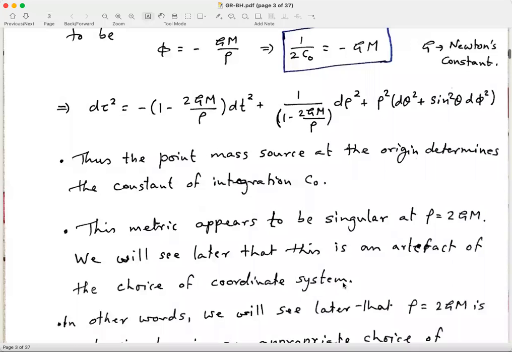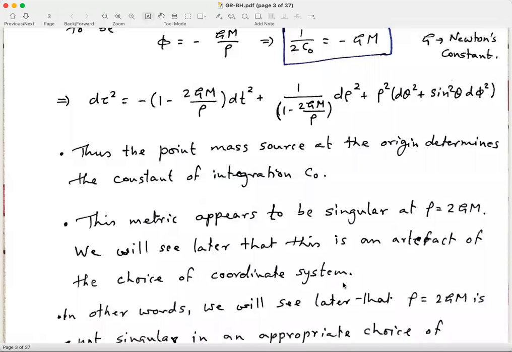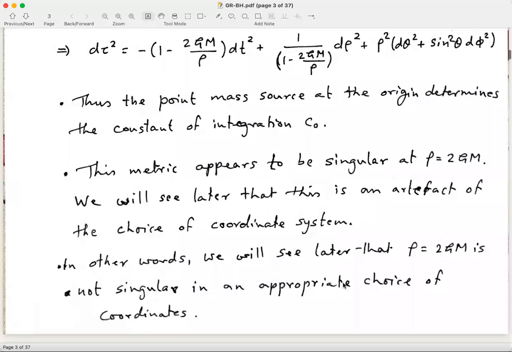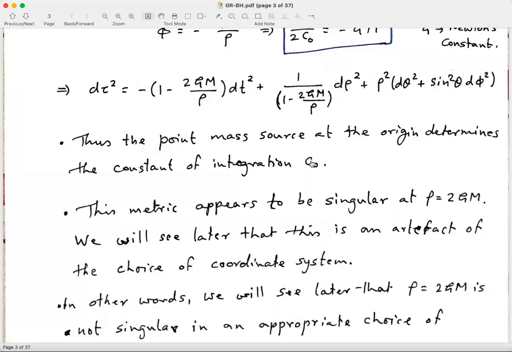After that, we of course looked at some basic properties of this metric, namely that rho is equal to 2GM. The metric seemed to have some funny behavior. Rho rho component seems to diverge. GTT component seems to go to 0.